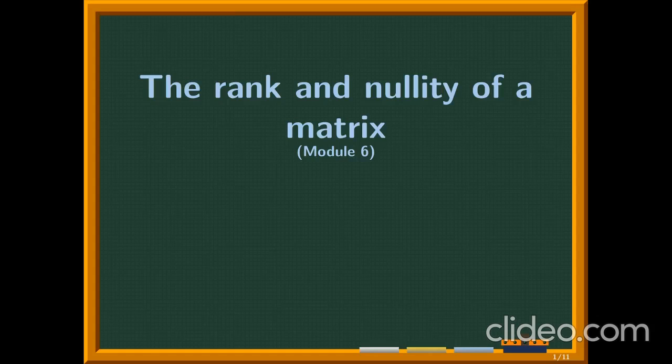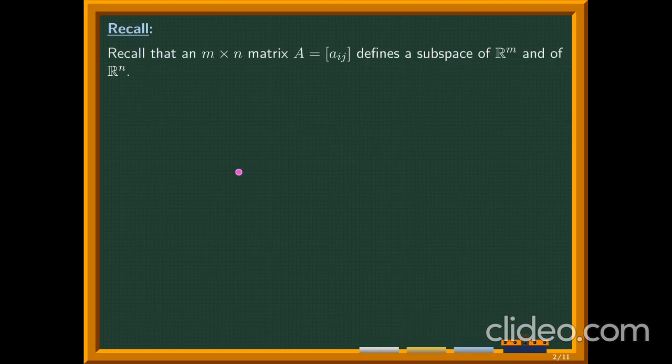In this video, we take another look at the rank of a matrix in terms of the row space and column space, and we relate this rank with the dimension of the null space of the matrix. Recall that an m by n matrix A defines a subspace of R^n and of R^m.